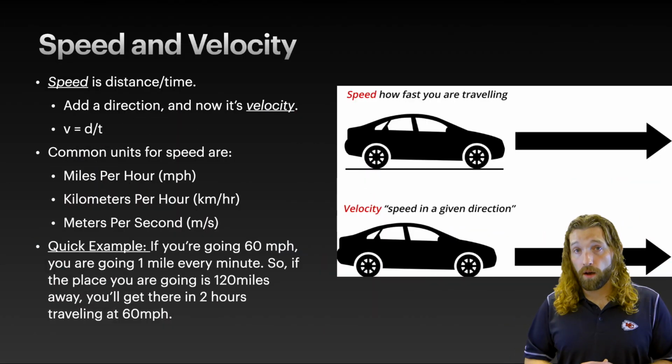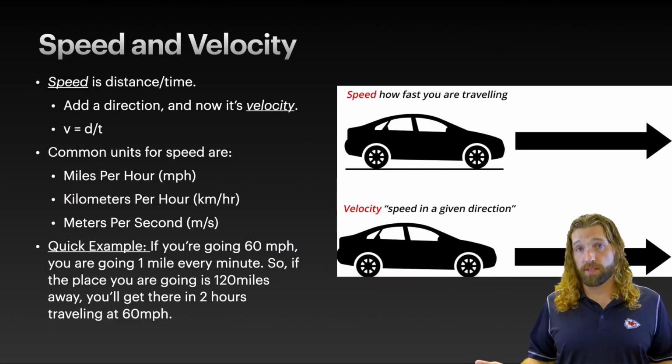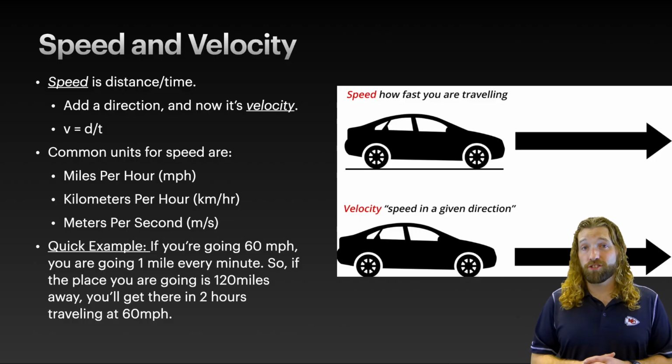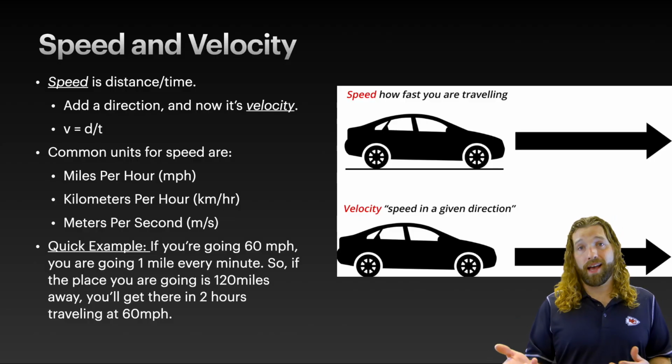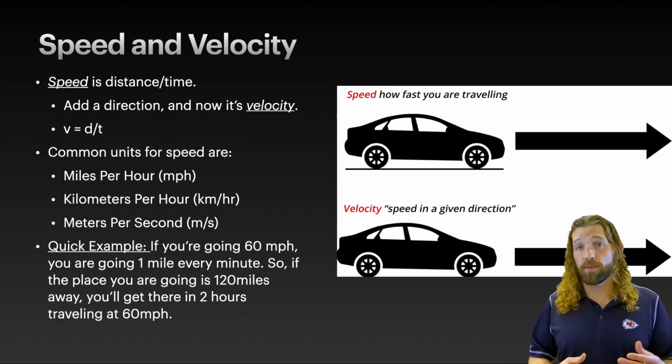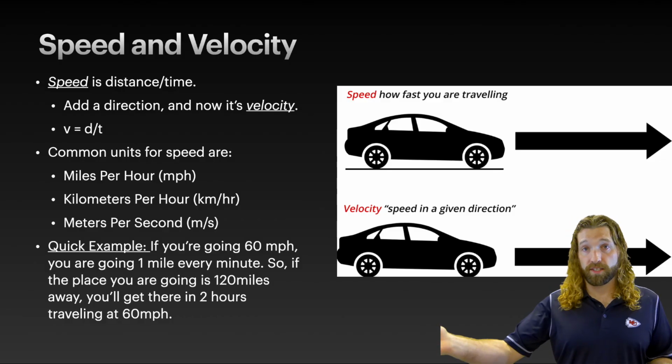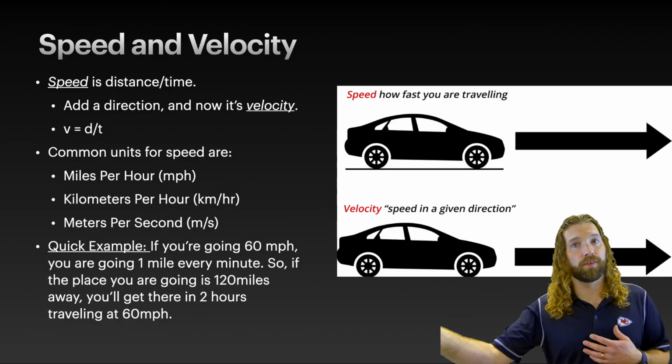So we started off the quarter with speed and velocity. So what is speed? Speed is just how far you went and how long it took you to do it. So it's your distance divided by your time. Now, if we want it to be velocity, we just need to add a direction. So instead of saying I'm going 50 miles an hour, I would just say I'm going 50 miles an hour north. Or I'm going 50 miles an hour towards Bonner Springs High School. It gives me a direction, so now it's velocity.